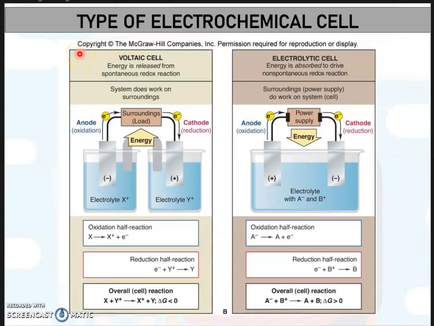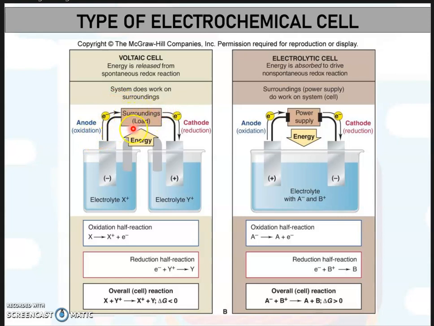Okay, types of electrochemical cell. We have two types: voltaic cell and electrolytic cell. Voltaic cell will release energy from spontaneous chemical reaction, spontaneous redox reaction. So from the chemical reaction, we can have electric energy. The system does work on the surrounding. For this cell, the system will do the work to the surrounding.